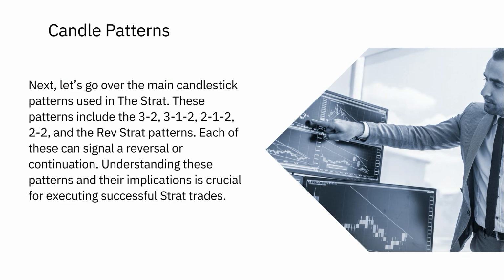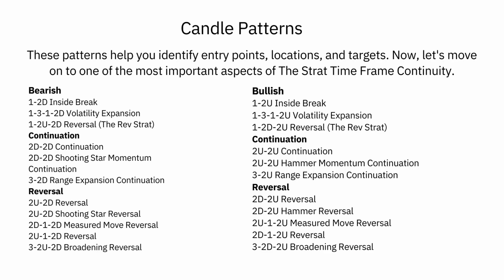Candle patterns. Next, let's go over the main candlestick patterns used in the Strat. These patterns include the 3-2, the 3-1-2, the 2-1-2, the 2-2, and the Rev Strat patterns. Each of these can signal a reversal or continuation. Understanding these patterns and their implications is crucial for executing successful Strat trades. These patterns help you identify entry points, locations, and targets. This is a mostly comprehensive list of the Rob Smith patterns, but you can check his material at the Sepia group to make sure you don't miss any other patterns.